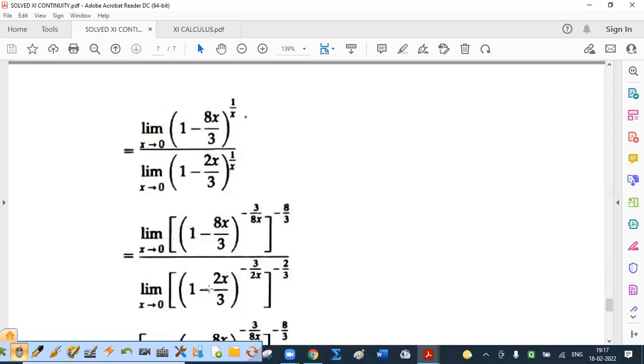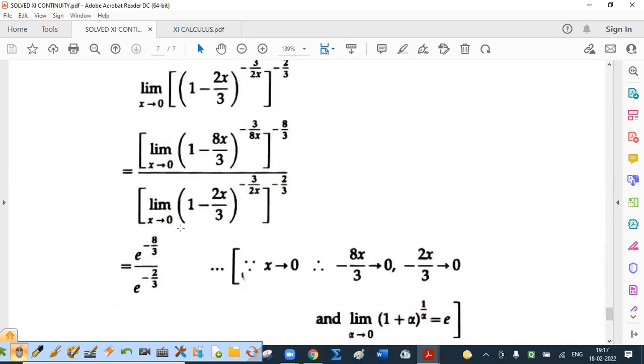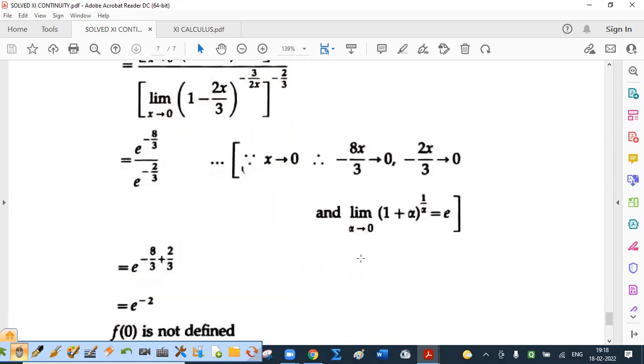Now the value of this limit is e. Same is the value of this particular limit. And therefore, e raised to minus 8 upon 3 upon e raised to minus 2 upon 3. Reason: as x tends to 0, both of them tend to 0. Yes, they have used a different variable. Limit alpha tends to 0 of 1 plus alpha raised to 1 upon alpha equal to e. So the value of the limit is e raised to minus 2.